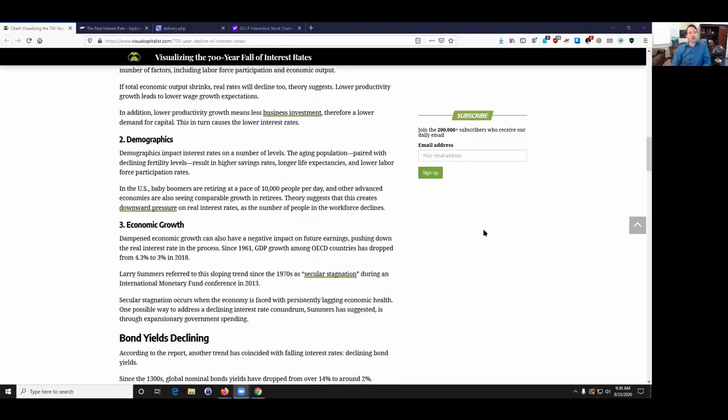A second theory posited for the last 40, 50 years is demographics. They impact interest rates on a number of levels. The aging population paired with declining fertility levels results in higher savings rates, longer life expectancies, and lower labor force participation rates. So that could be a second reason.